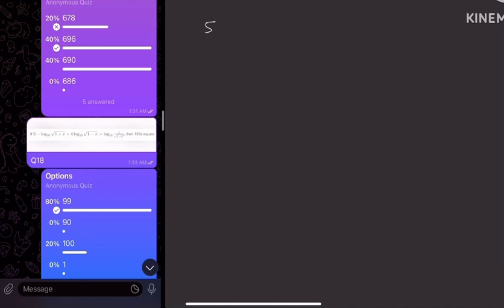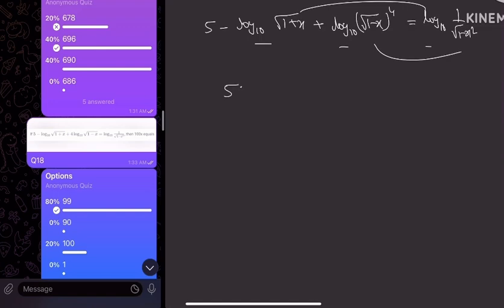5 minus log 10 root over 1 plus x plus 4 log x can be written like this: log base 10 root over 1 minus x to the power 4. And RHS is log base 10 1 upon root over 1 square. Everywhere I can see a base 10, right? So I will send all these terms to RHS and leave this over here only. So I'm getting log base 10. This I can write as 1 minus x square to the power minus 1 by 2.